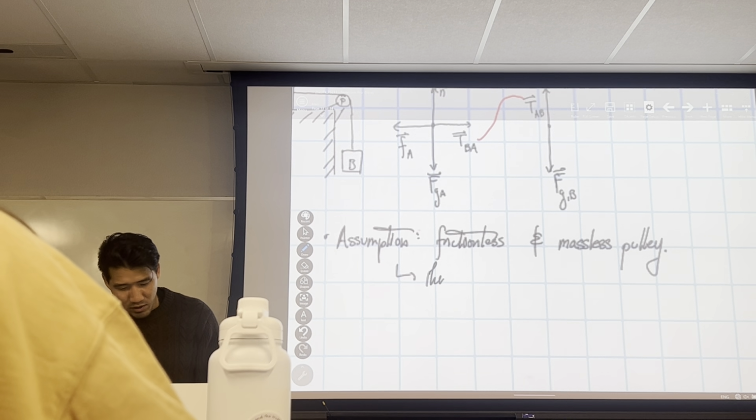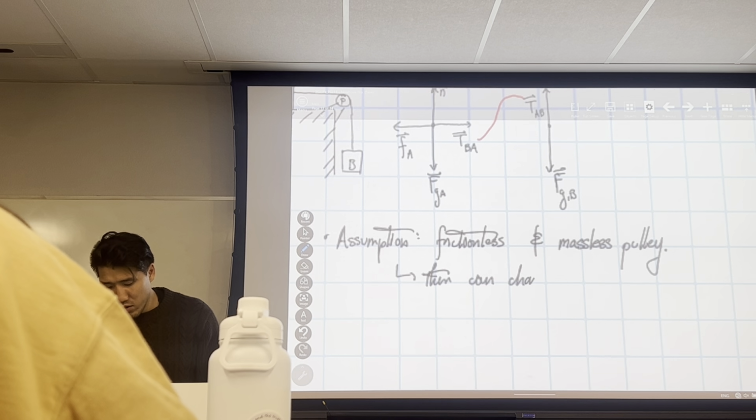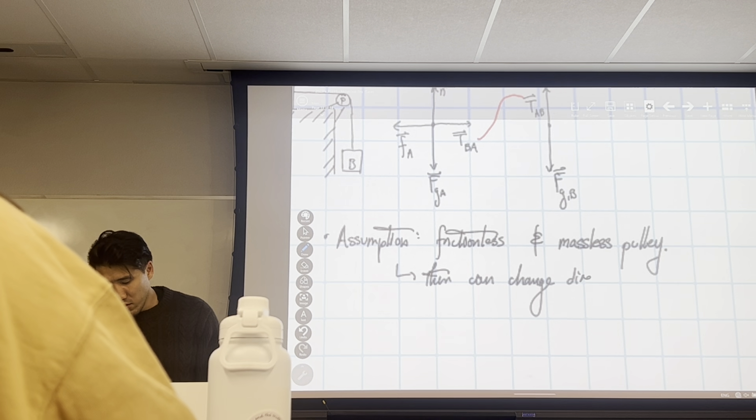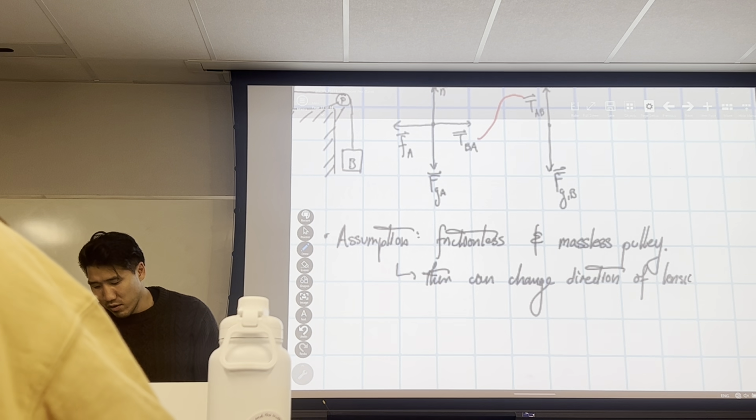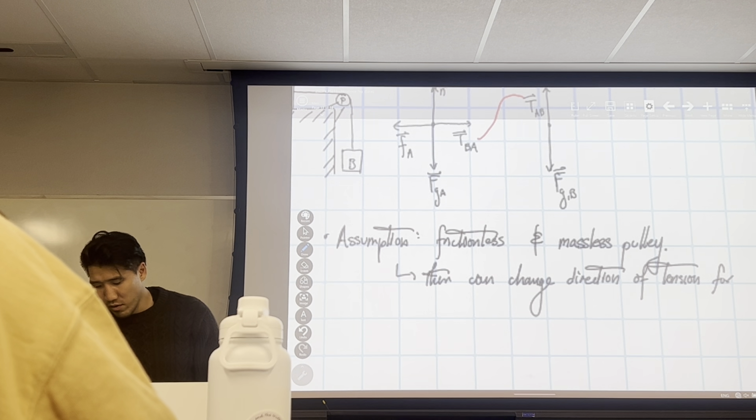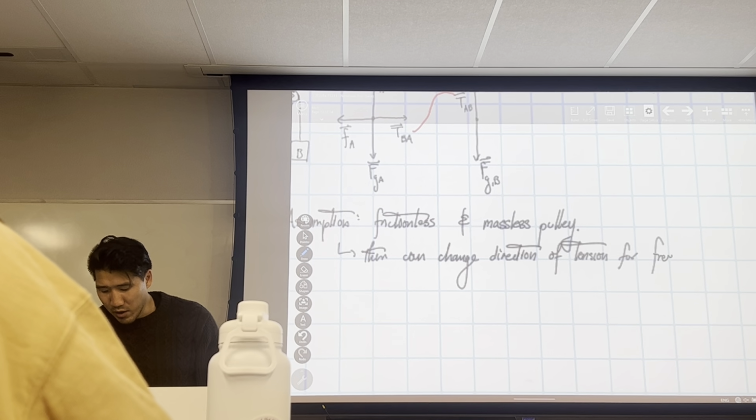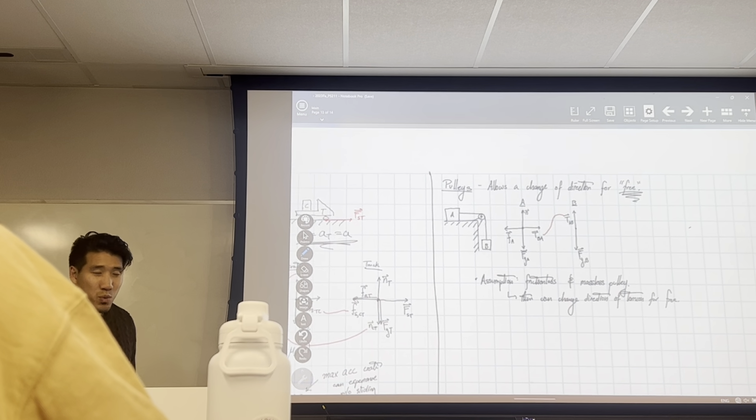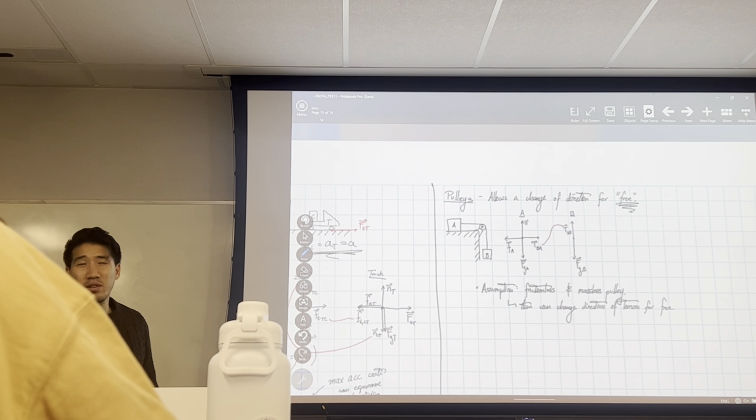then you can change direction of tension for free. This is why ropes and pulleys are so commonly used.